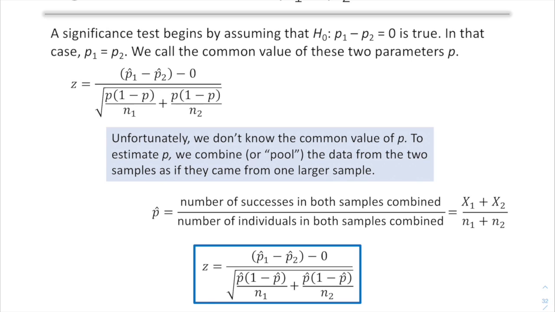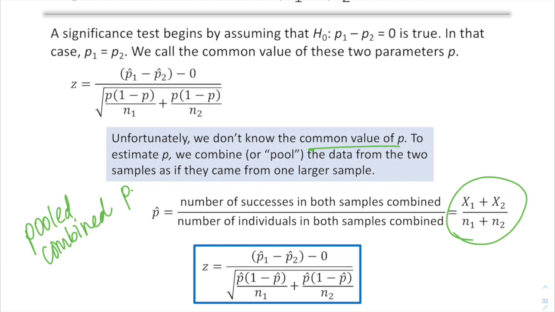Now, are we going to know the value of p? Not necessarily. This is called a common value of p. So when you're doing hypothesis testing, you're going to use what's called a pooled or combined proportion, and the way that you're going to do this is add fractions the way you always wish you could.